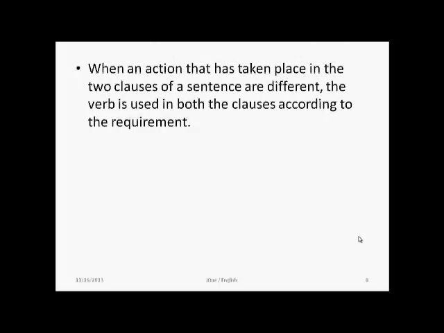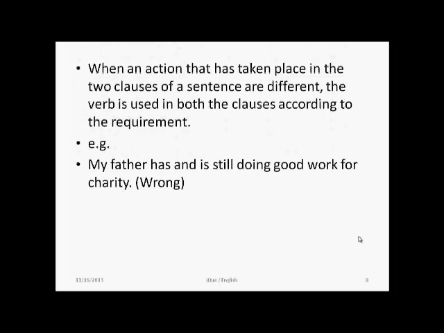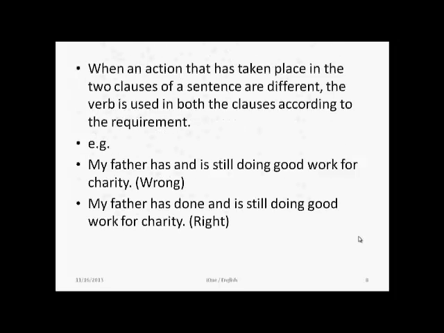When the actions that have taken place in the two clauses of a sentence are different, the verb is used in both the clauses according to the requirement. So for example, we do not say, my father has and is still doing good work for charity. The correct form would be, my father has done and is still doing good work for charity.